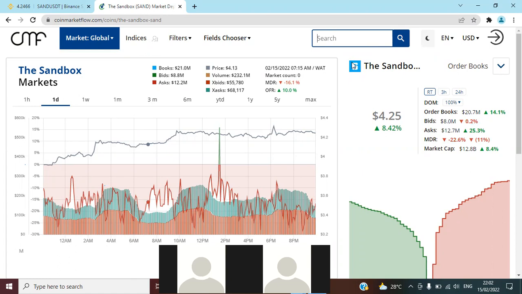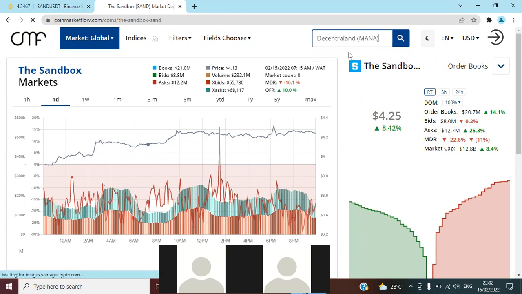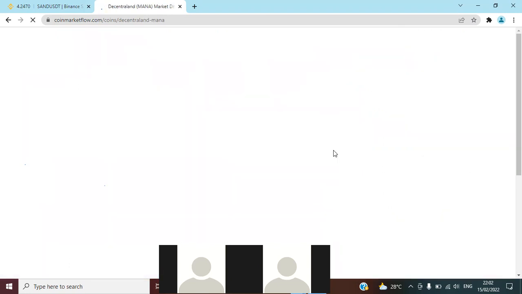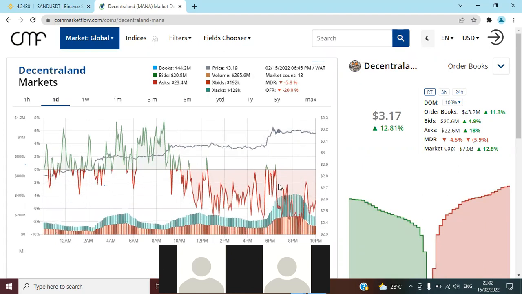Which coin again, which coin? Let's look at Mana USDT. Okay, let's look at Mana. Sol USD. Mana. So let's look at Mana here. Okay, you see this one too.